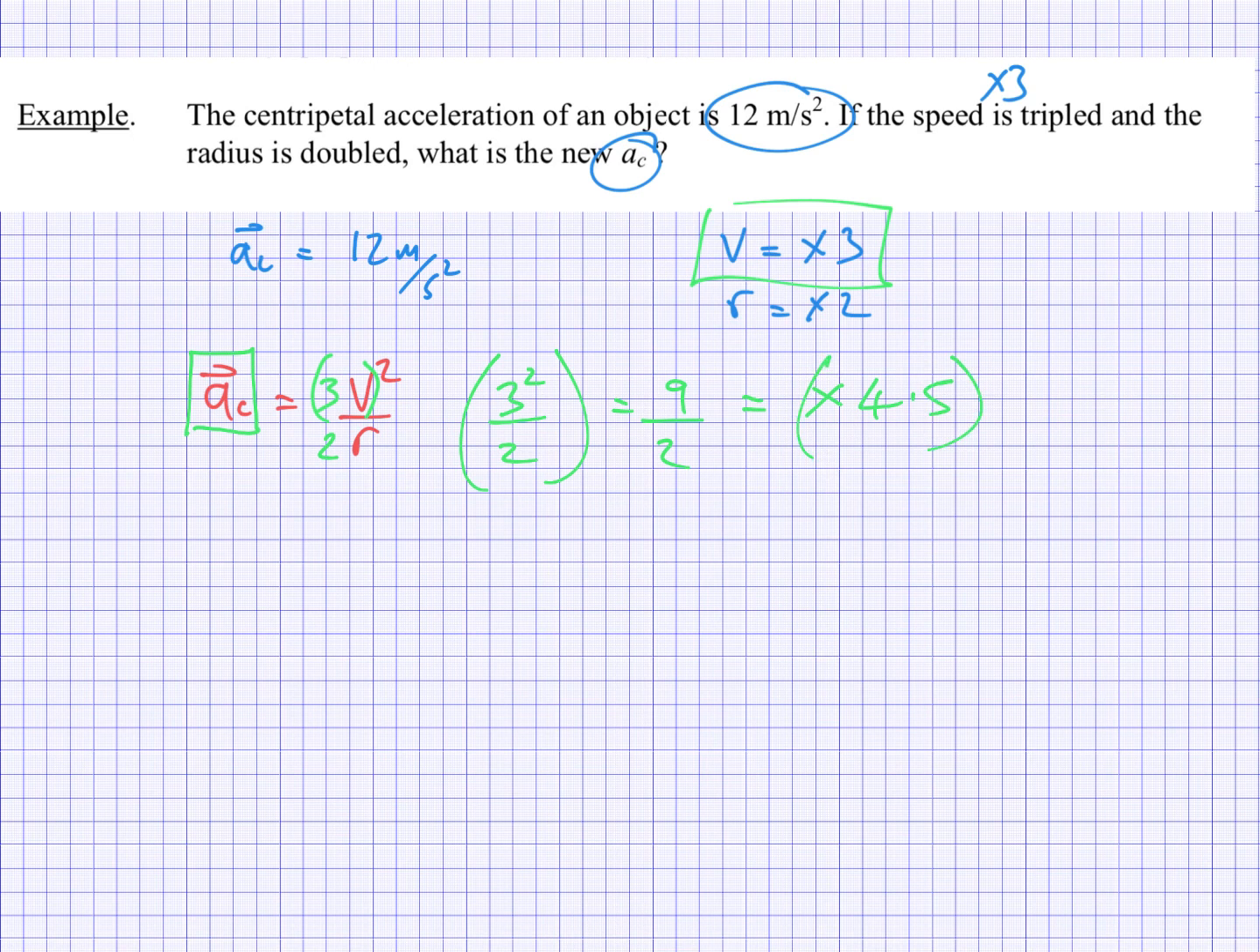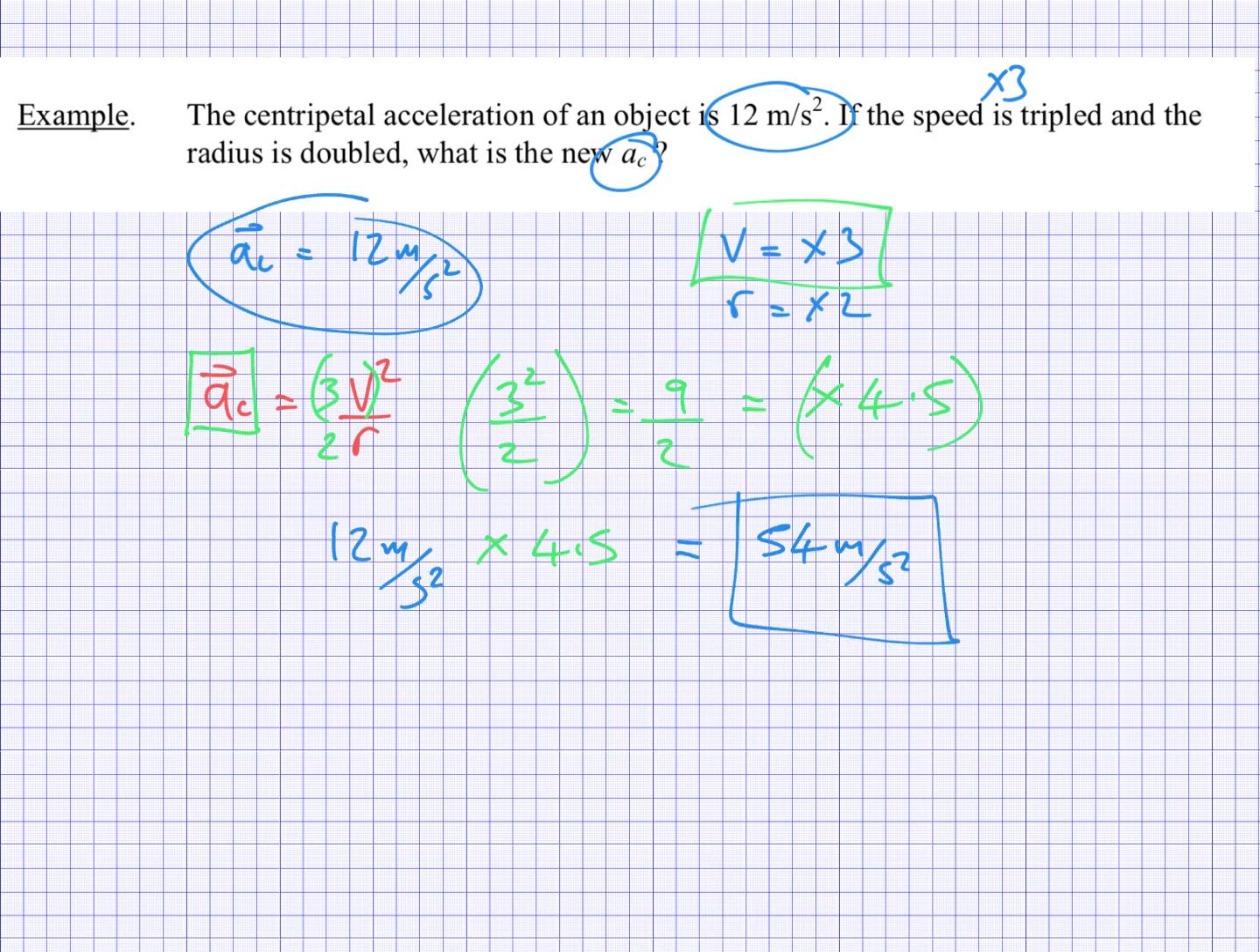And so we can take our original value, our 12 meters per second squared value, and apply the increased factor of 4.5, and that's going to give us a new centripetal acceleration, which is 54 meters per second squared. And I'm just checking, yep, 2 significant figures. We are good to go.